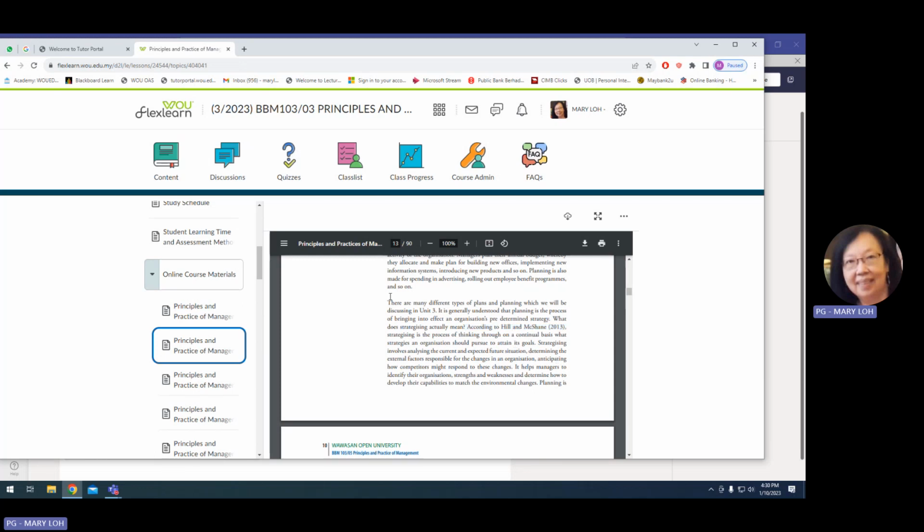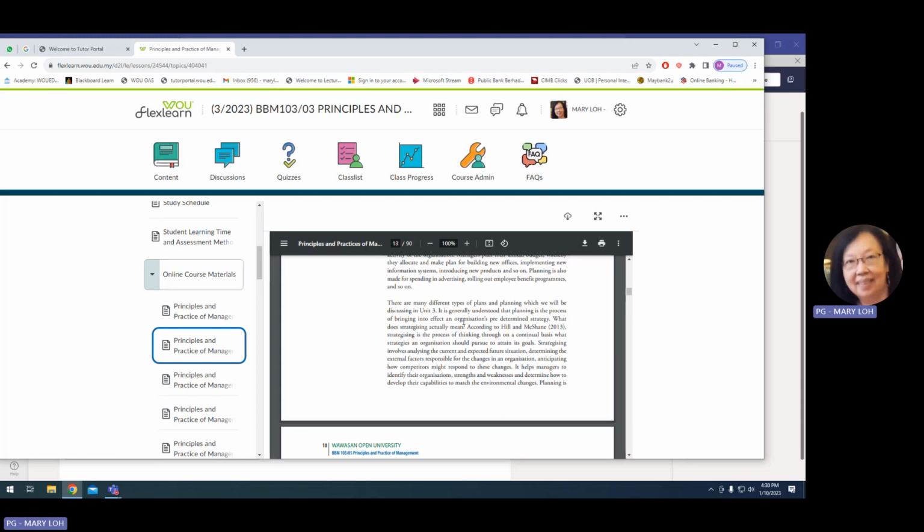Now, what is the worst thing when you copy information? If you look at this part here, it says there are many different types of plans and planning, which we will be discussing in Unit 3. You see, sometimes students just copy and paste. They will copy everything and even put this in their answer. So straight away, when I read this, I know that you actually copied, maybe without even understanding the meaning of planning itself. So this is not going to add value to your answer at all.